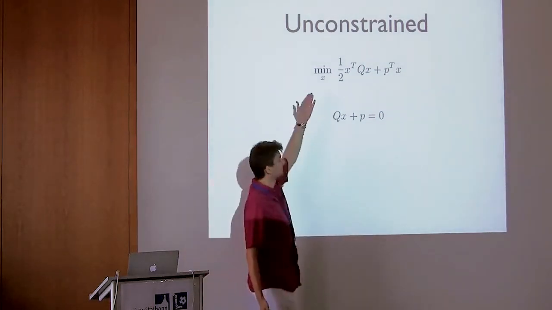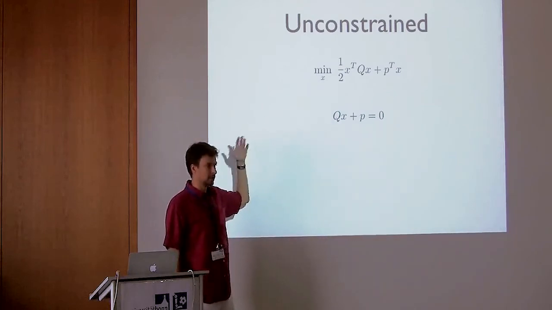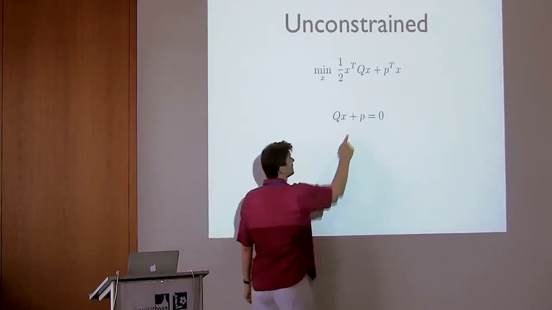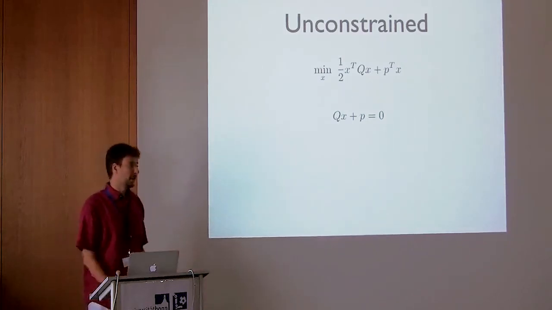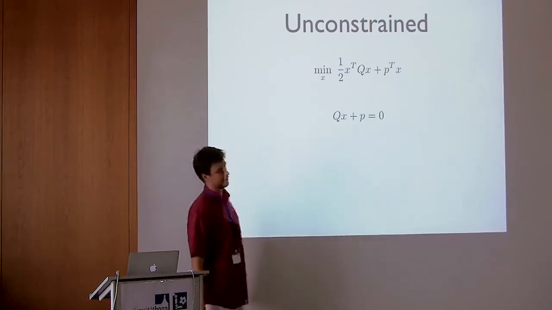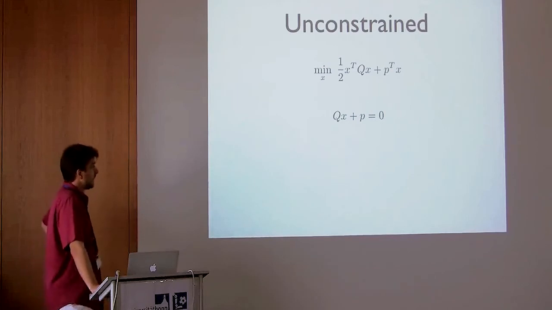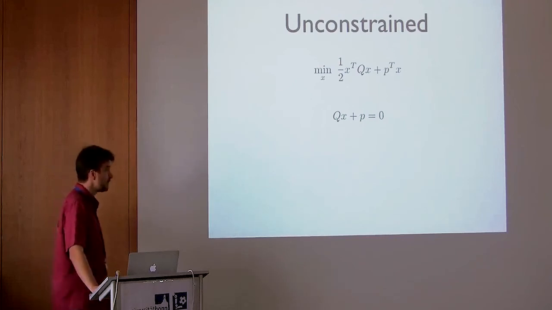In order to find the minimum here, the easiest way is to say let's find where the gradient, where the derivative is equal to zero. The derivative of this is this. So that's a nice thing about quadratic functions. You can find a minimum by just solving a linear equation. It's a simple problem to solve. You have to solve a system of linear equations.